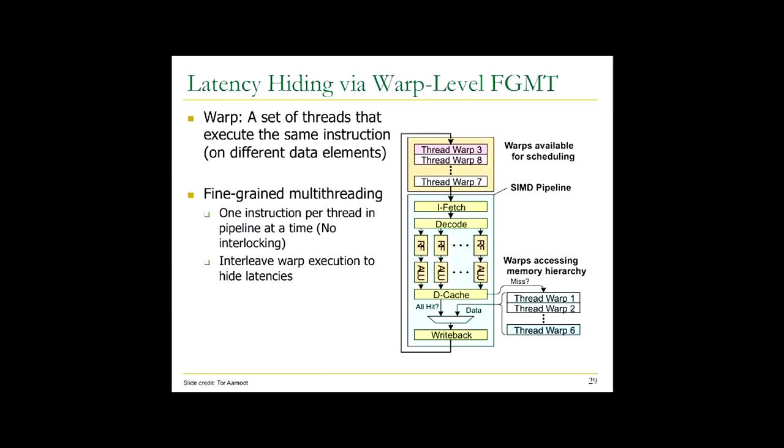Okay, so this is another view of it, a little bit more detailed. You have these warps available for scheduling here, and this is the SIMD pipeline over here. But each lane is what we've seen earlier. So why is it fine-grained multi-threading? Because you have one instruction per thread in the pipeline at a time, so there's no interlocking. That was the benefit of multi-threading. And you interleave this warp execution to hide latencies.